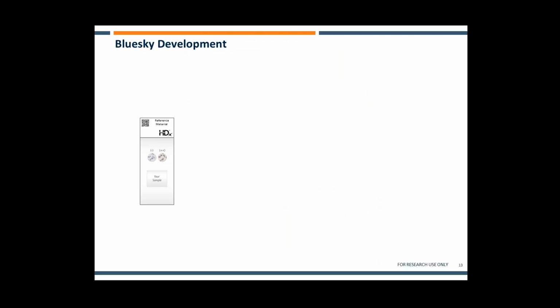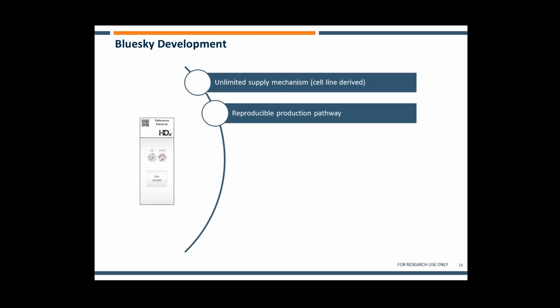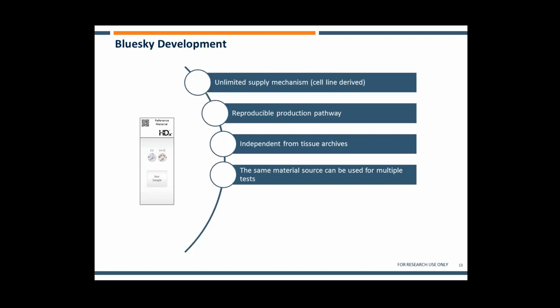So in terms of Blue Sky development, this year we launched at Horizon Diagnostics a range of IHC reference standards, and we're continuing to increase that range in developing new targets such as PD-L1. The advantage of our reference standards is that they provide an unlimited supply mechanism. They are cell line derived and therefore provide consistency and accessibility compared to tissue archives. We follow a reproducible production pathway, taking the cell lines all the way through to the on-slide controls. It's independent from tissue archives, and so can be used as a supplement and as an addition.